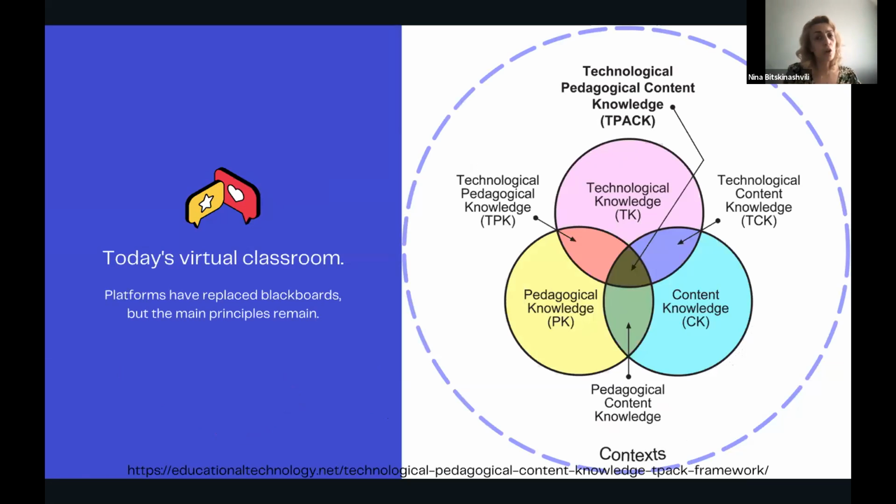But before I show you the results, I want to show you this model, which is nowadays really famous, and we need to take it into consideration. Nowadays, even before the pandemic, we started talking about technology and the importance of technology.